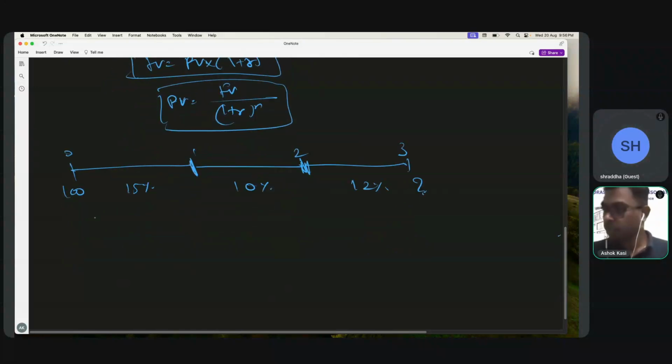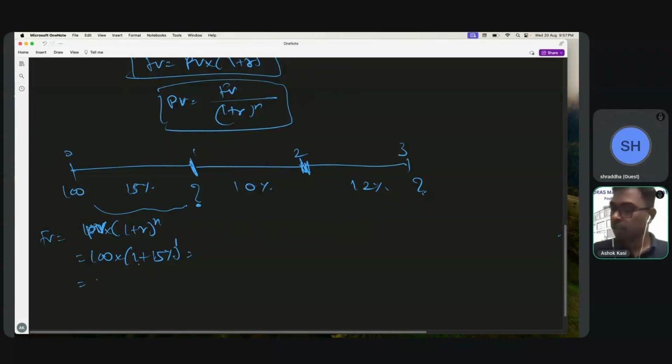Okay, so here 100 is growing at the rate of 15 percentage for 1 year. That means what is the future value over here? That is my question. So future value is equal to what? Present value into 1 plus r raised to n, right? So n is here only 1 year. So 100 into 1 plus 15 percentage raised to 1. This is for 1 year. So how do I calculate? That will be 100 into 1.15.